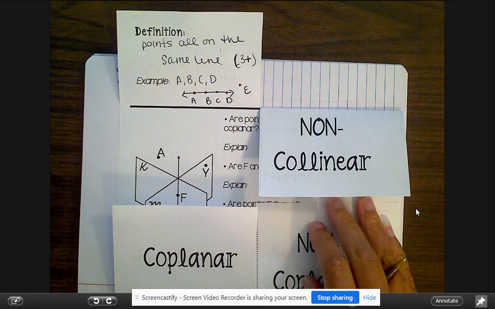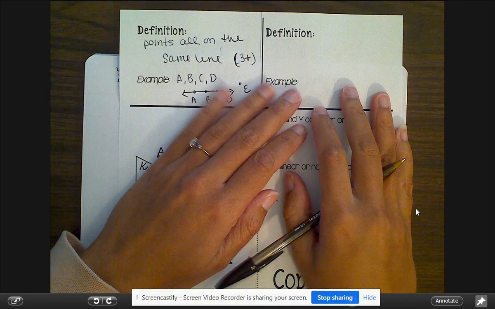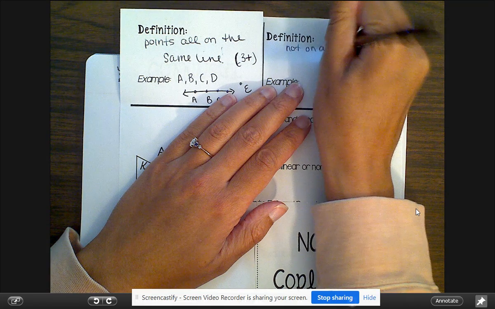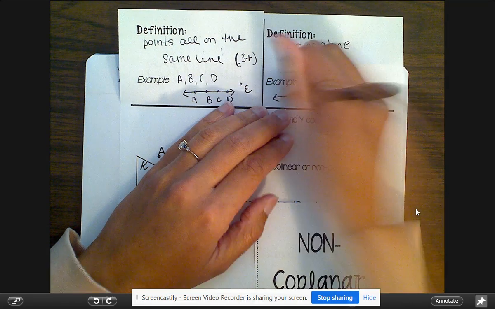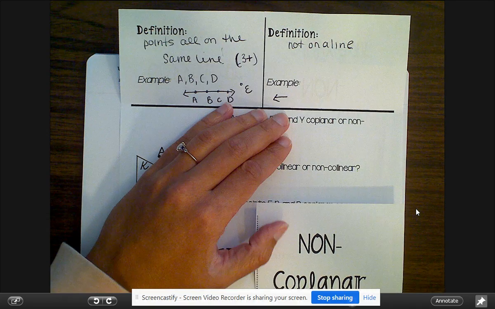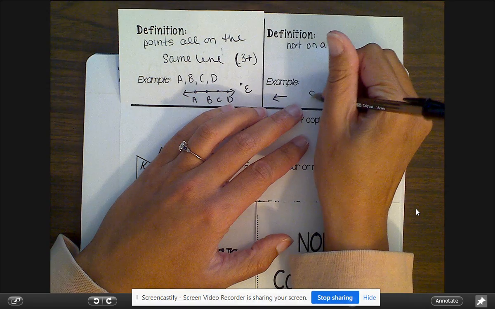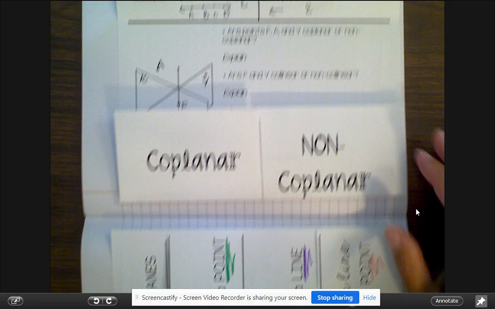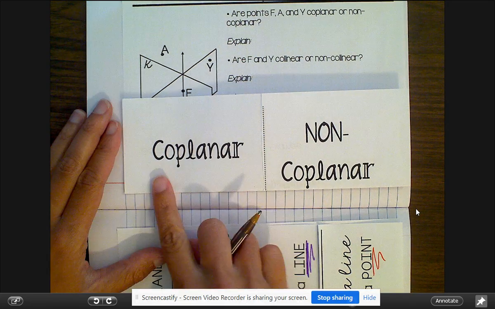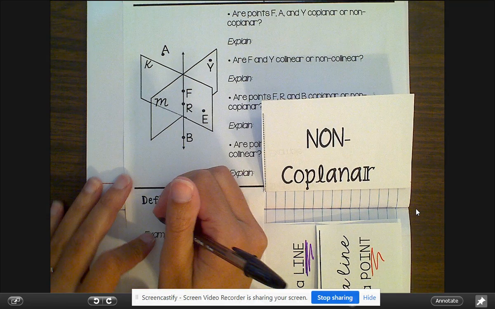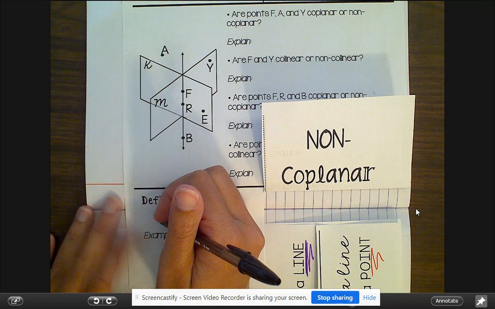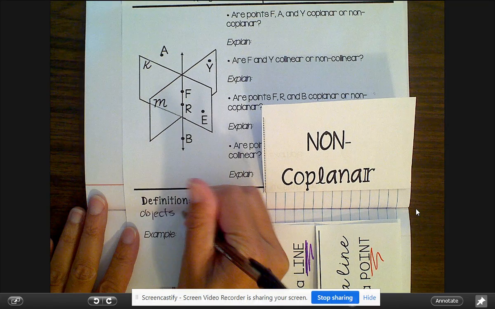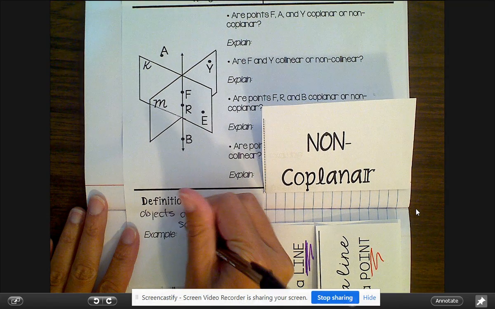So to be non-collinear, you are not on the same line. Using that same example, there's only one point that is non-collinear, and that's E. And so then hopefully it isn't too much of a stretch to understand that coplanar means stuff on the same plane, could be lines or points. So objects on the same plane.